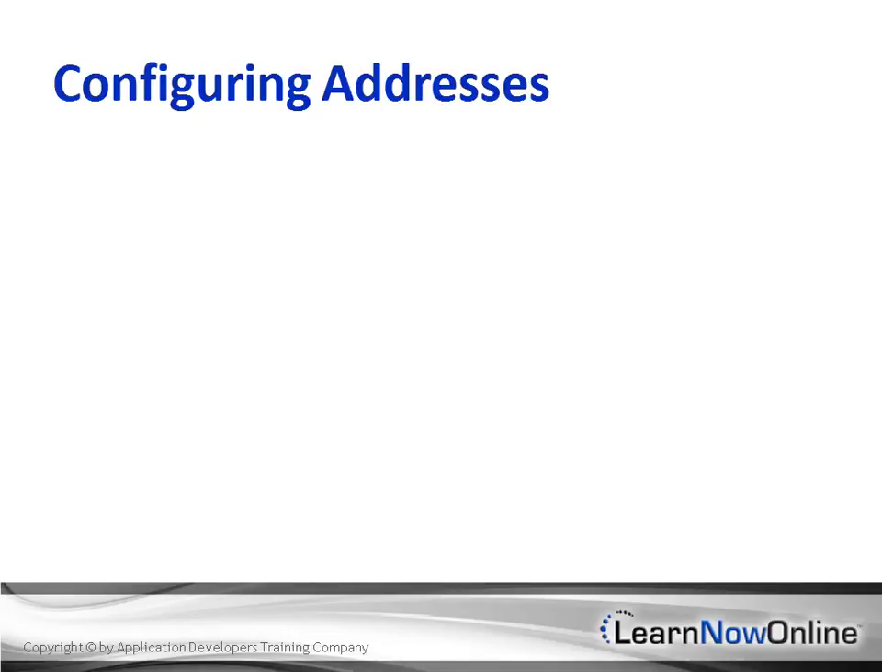Now we'll discuss how to configure addresses, which is where the communication takes place. There are parts of an address that are interesting. The scheme corresponds closely with the binding. For example, HTTP goes along with HTTP bindings. Net.tcp is for the TCP binding, net.msmq is for MSMQ binding, and SB is for Azure Service Bus, and so on.